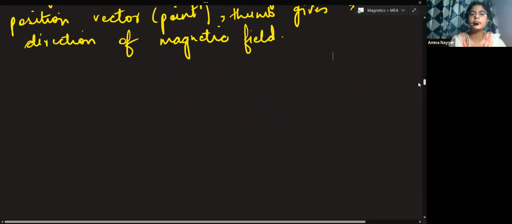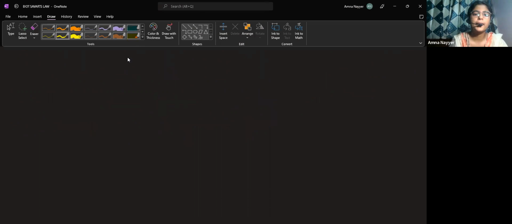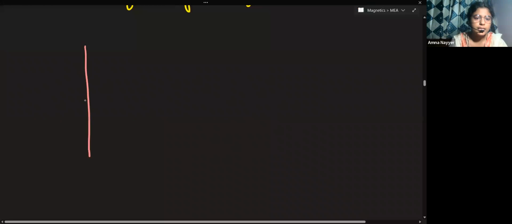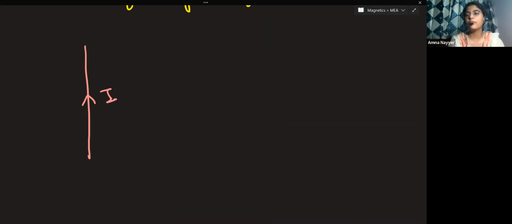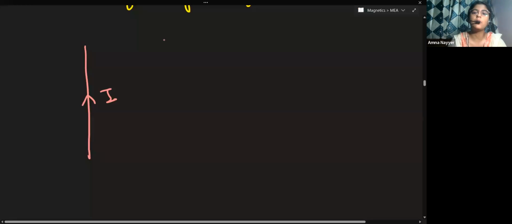Let's say this is the direction of flow of current. So by the first method we had studied in the last class, with the help of this method, let's study. See, the direction of flow of current is still upwards. Now how to use this?